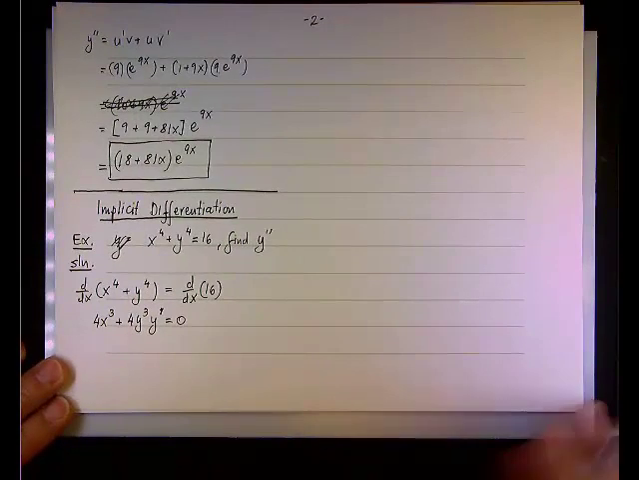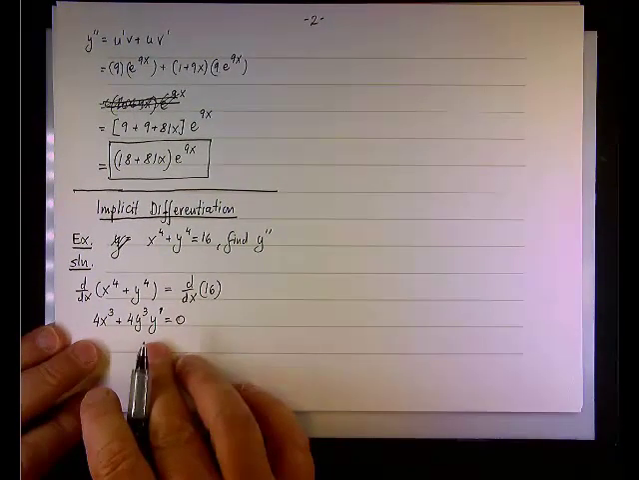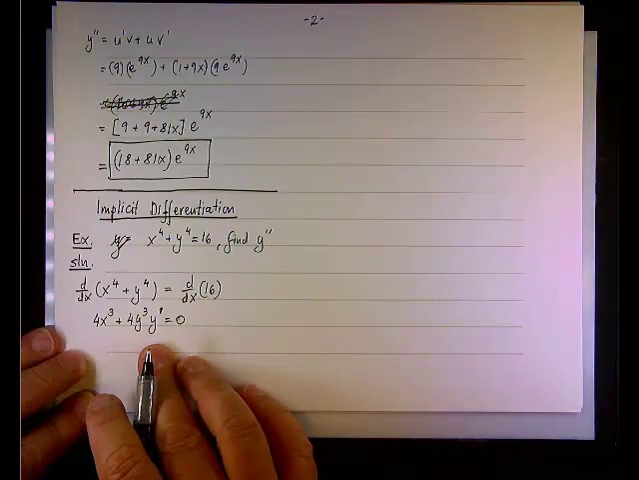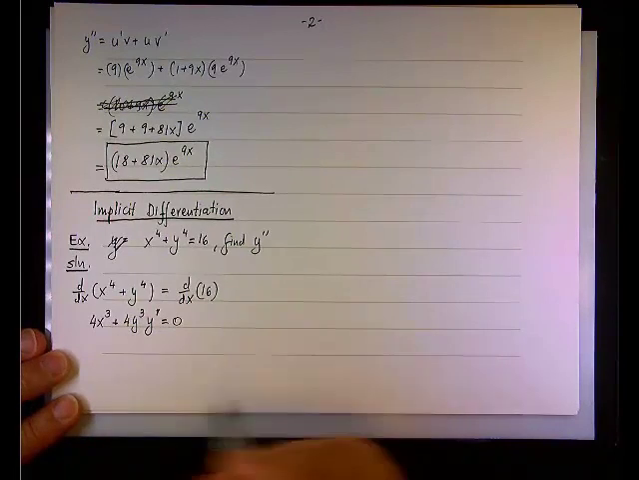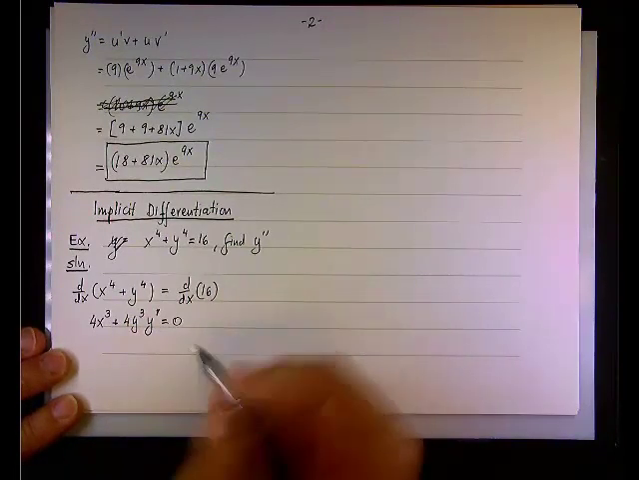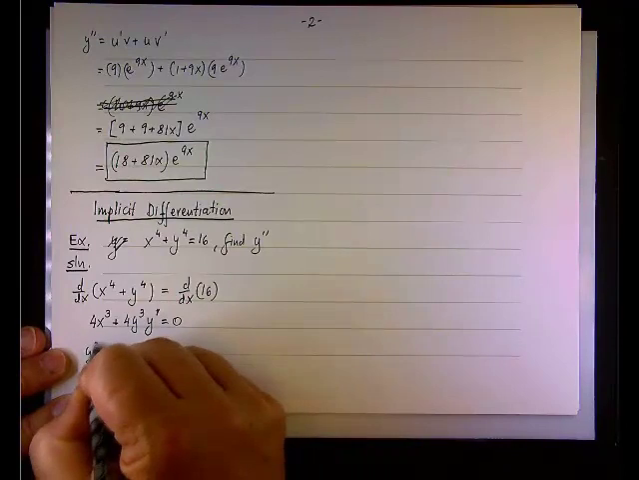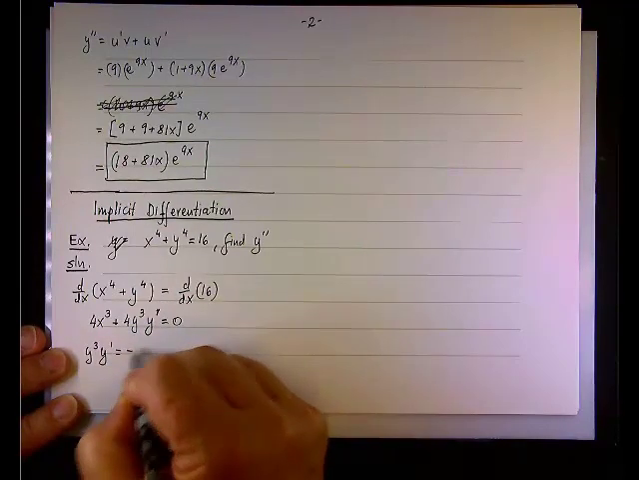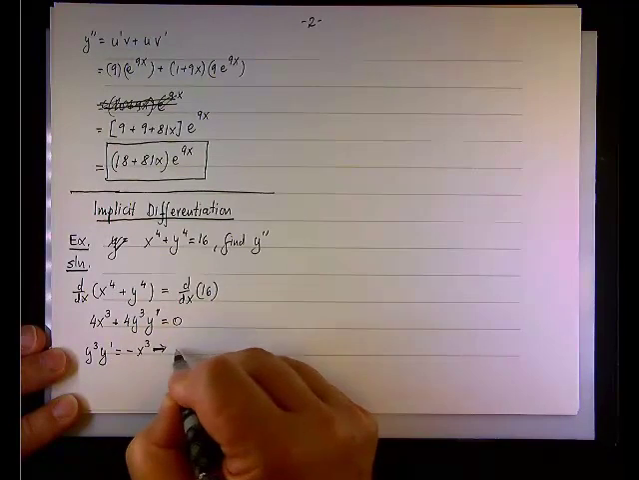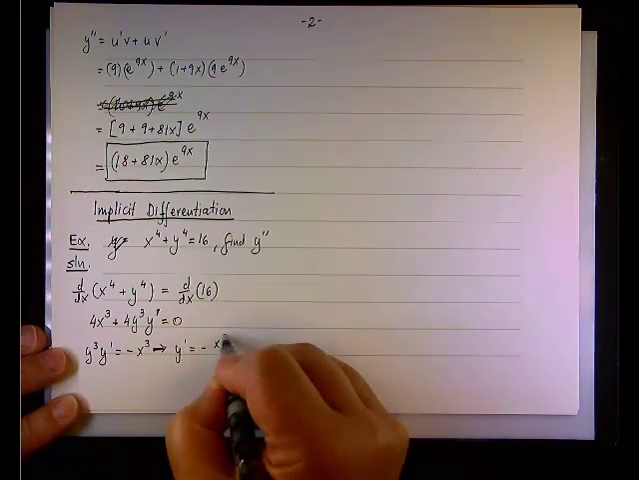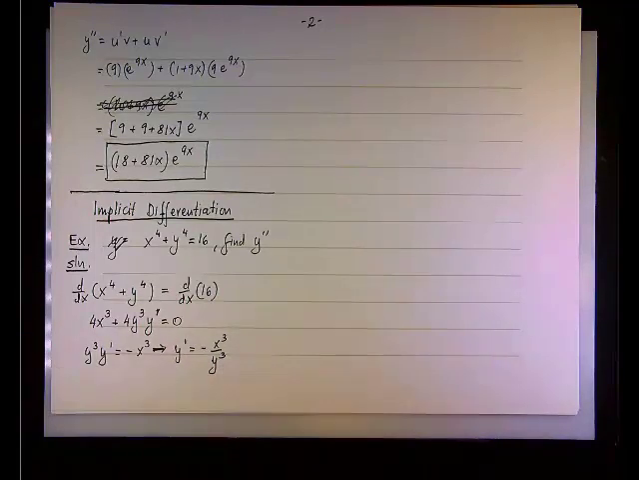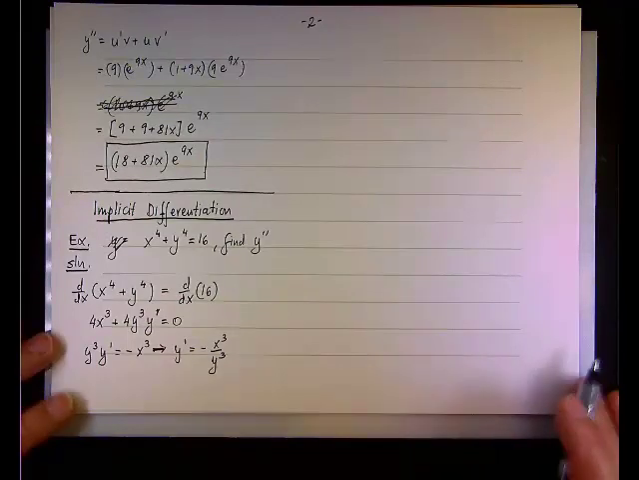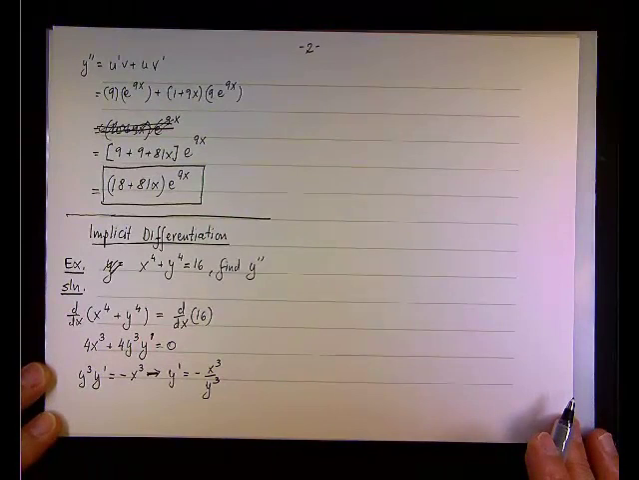Let's simplify this. Of course, the 4 is being reduced. We can divide everything by 4, and then we end up with y cubed times y prime equals negative x cubed, and therefore y prime equals negative x cubed divided by y cubed. So we find the first derivative. We're going to use it later on.